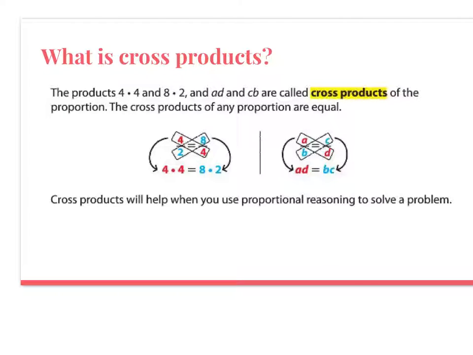For example, they had 4 over 2 and 8 over 2. They circled the 4s, so these are cross products. The 8 and the 2 are cross products. They're across from each other. In this one, A and D are across from each other, and C and B are across from each other. If you multiply those together, they will always equal each other.